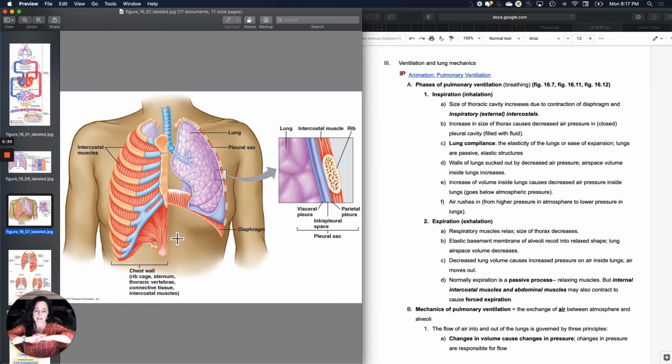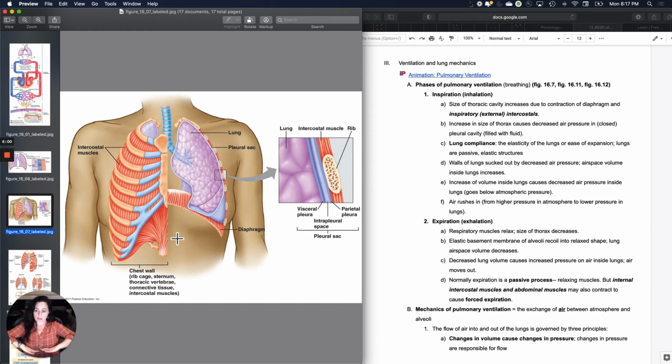Okay, so basically here is how inspiration works, and then we'll get into it in more detail. What I want to do is I want to increase the size of this container, the volume of this container, to decrease the pressure. And then the air, the atmosphere, is at a relatively constant pressure. If I decrease the pressure in this container below atmospheric pressure, then air will move in, because air moves like fluids do from high pressure to low pressure.